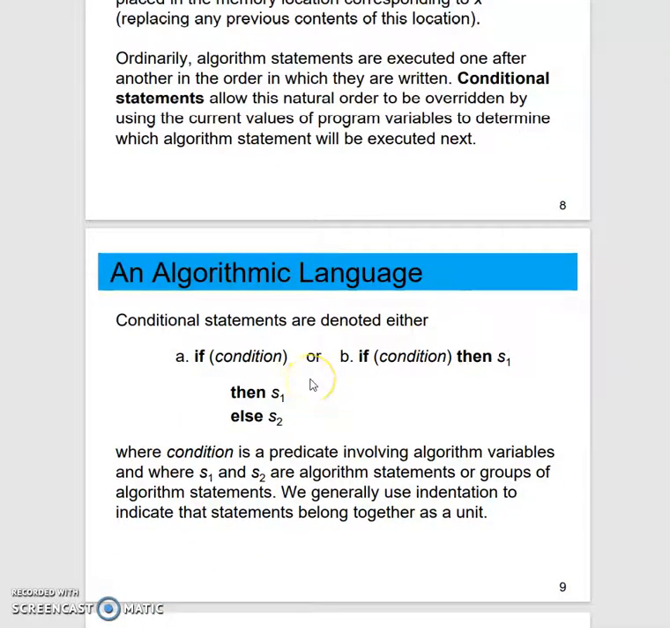Again, each computer language looks slightly different. Sometimes you'll see an if, then, else. Sometimes just an if, then. Again, the actual computer language will depend on which version is being used.